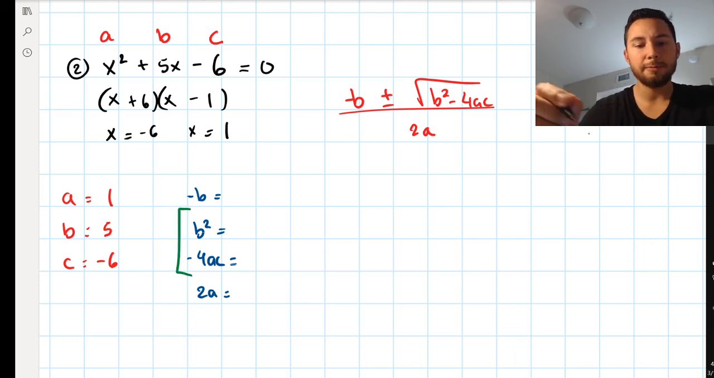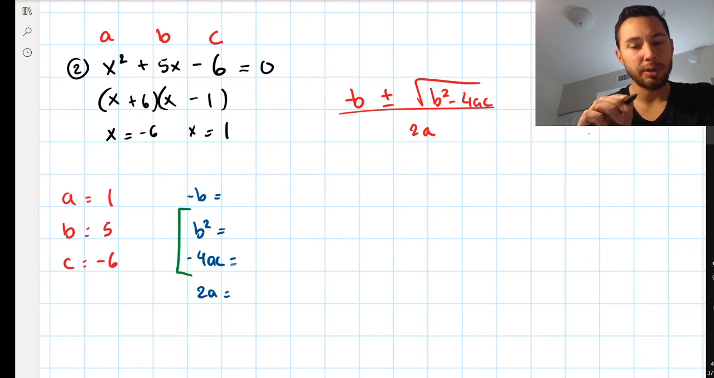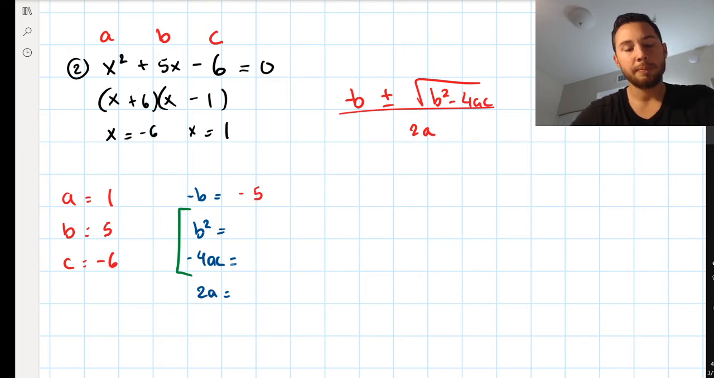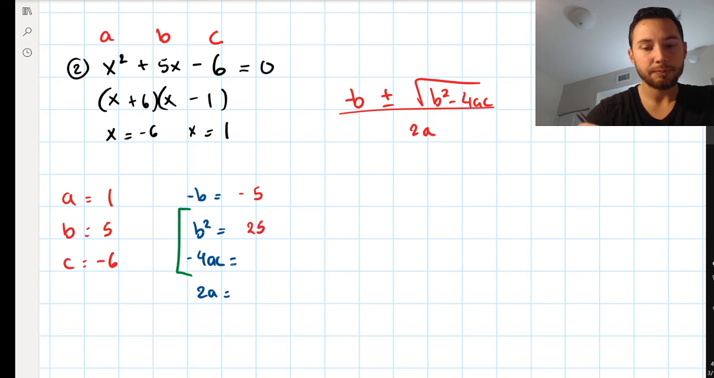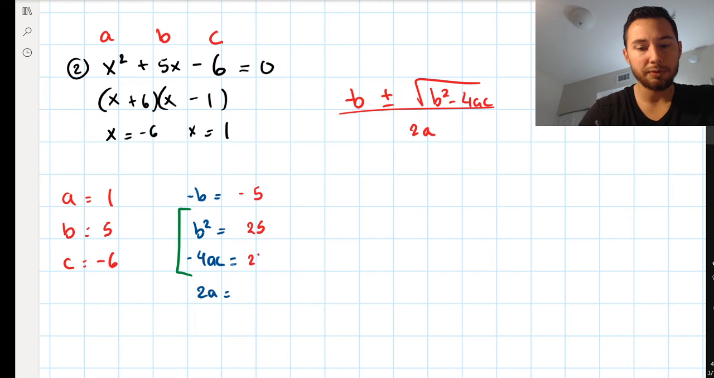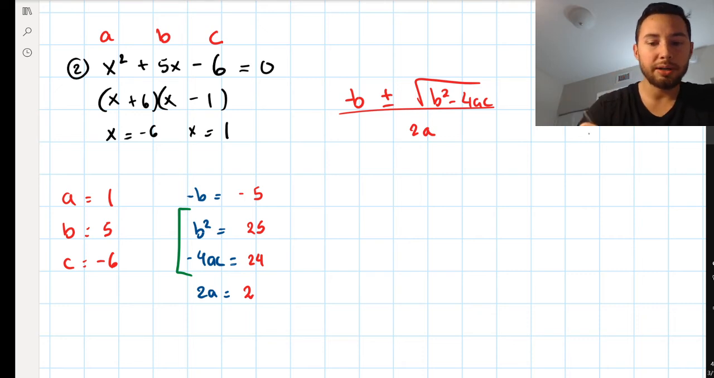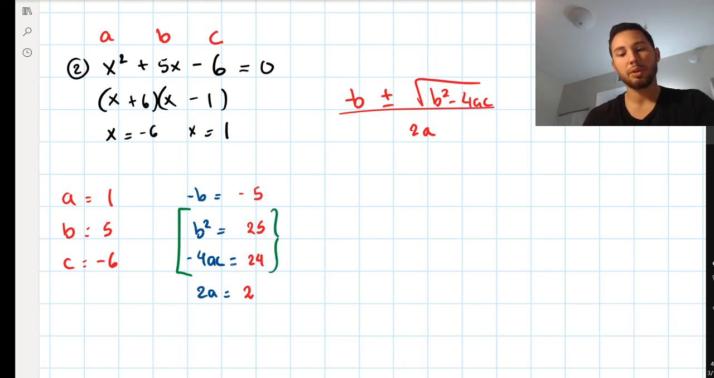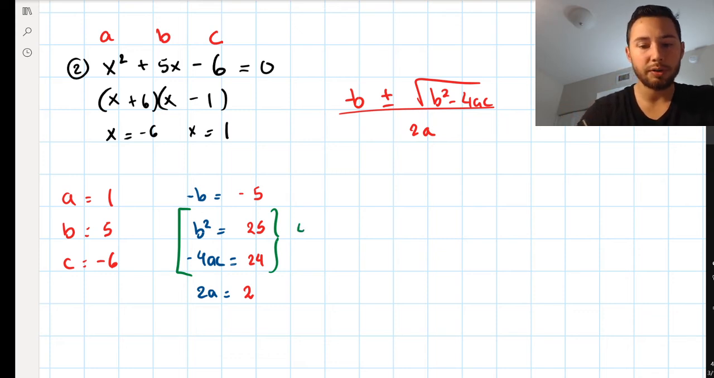So negative b, first of all, my regular b is 5. I need the opposite of that, so that'll be negative 5. B squared is going to be 5 squared, which will be 25. And negative 4ac would be a times c, which is 1 times negative 6, which is negative 6, times negative 4, and that gives me positive 24. And 2a is going to be 2 times 1, which is 2. Well, I need to get my discriminant together. So 25 plus 24 is 49.